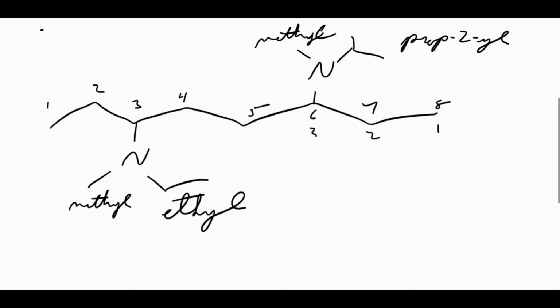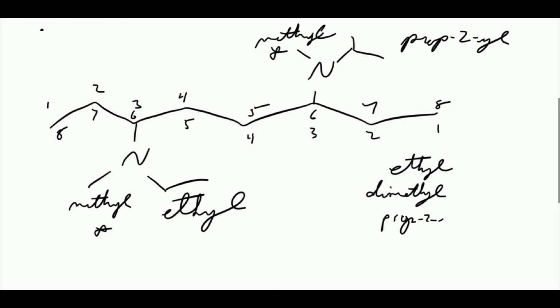And 1, 2, 3, 4, 5, 6, 7, 8. So it's either 3, 6 or 3, 6. So that means that our numbering is going to be quite complicated. I'm pleased and surprised that this is the case. I was doing this kind of at random. So we put our side chains in alphabetical order, just like normal. So ethyl, dimethyl, because we have 2 of them, one down here and one up here, and prop-2-yl.